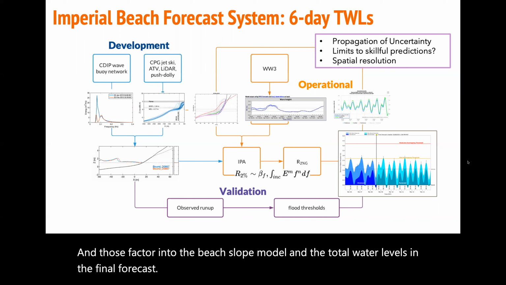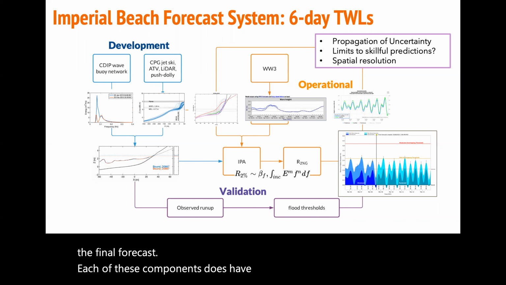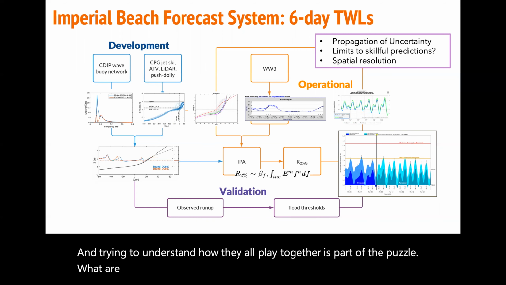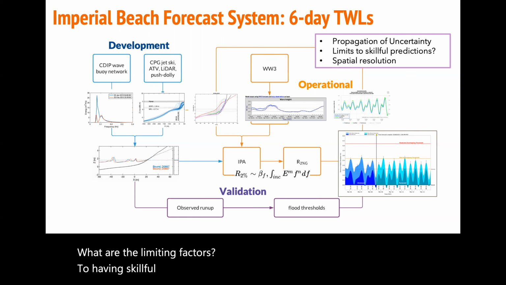Each of these components does have uncertainty, and trying to understand how they all play together is part of the puzzle. What are the limiting factors to having skillful predictions? And what spatial resolution do you need to understand how flooding can be predicted along the Imperial Beach shoreline?